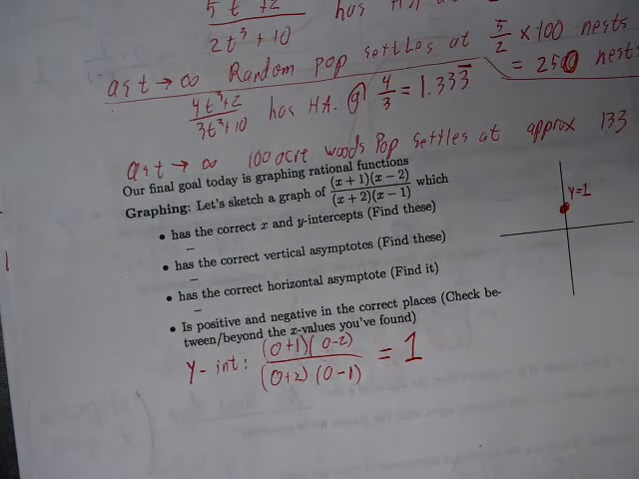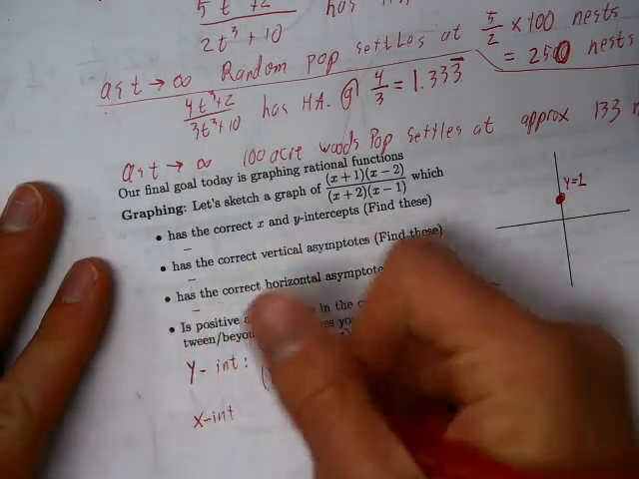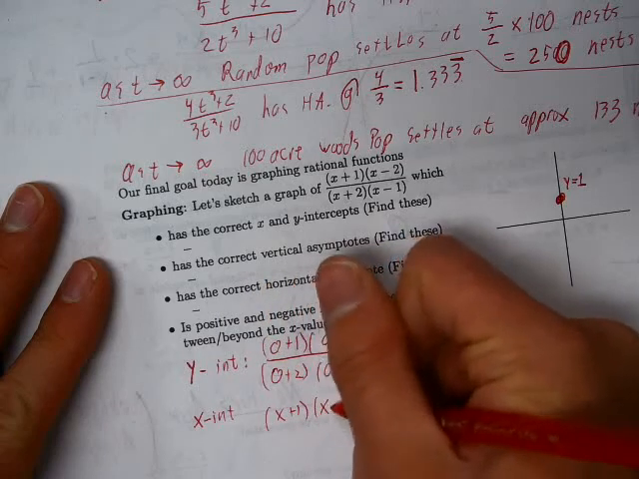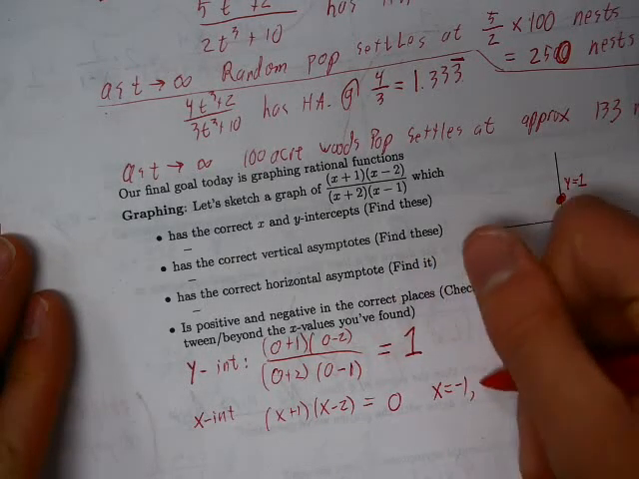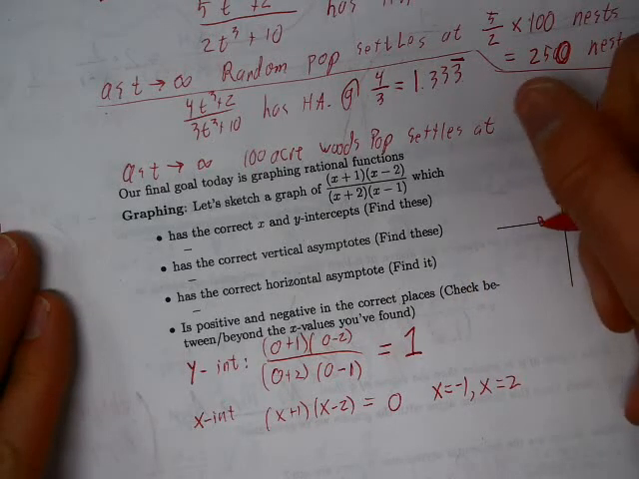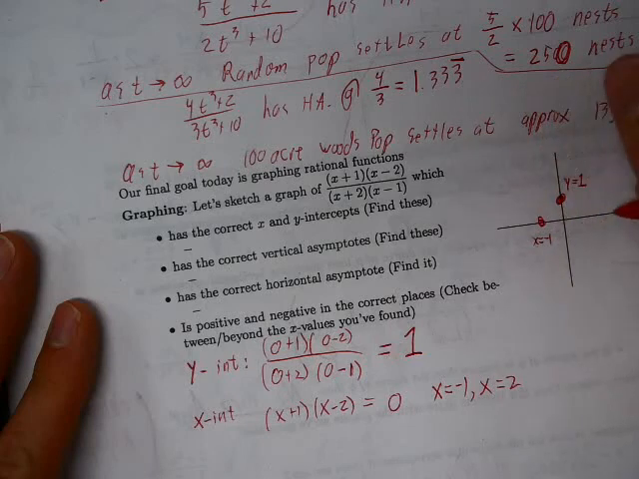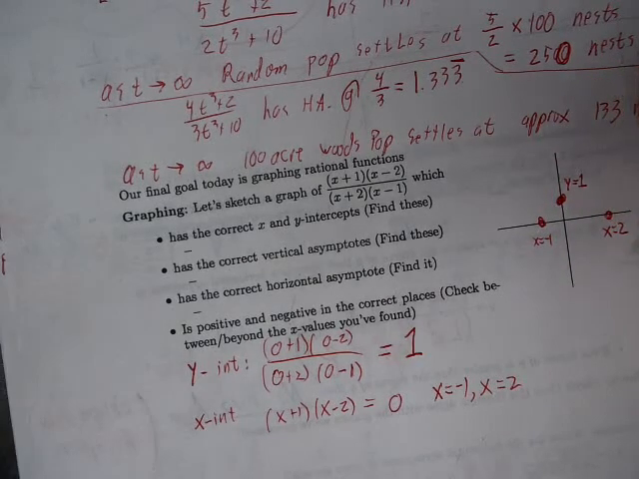How do we find the x-intercepts? Yeah, set the top of the fraction equal to 0. So to find the x-intercepts, you just need to solve (x plus 1) times (x minus 2) equals 0. What are the solutions to that? x equal to negative 1, and x equal to 2.